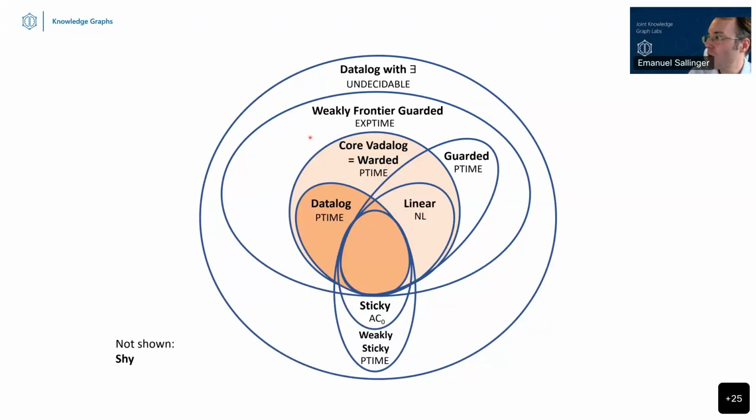And a lot of our community has spent a lot of time finding decidable fragments. I'm deliberately saying this because this specific graphic doesn't show the important language Shy, which a lot of the teams in Calabria have spent quite a lot of time working with. And we recently also found ways of bringing Shy and warded Vadalog together. I'm just saying that because I still need to find a way to update this graphic in a reasonable way there. But Shy is also an important language in there, and there are a lot of connections in there.